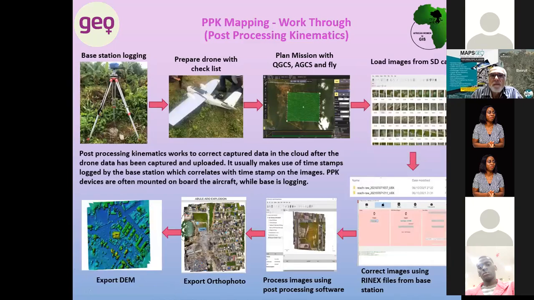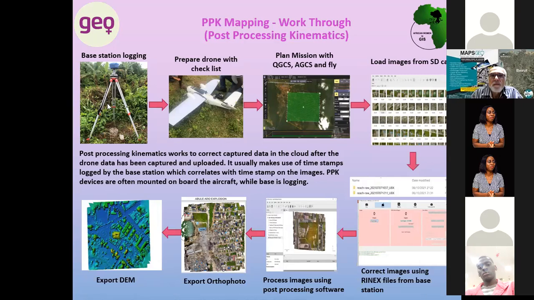The difference between real-time kinematics and post-processing kinematics is that real-time kinematics is usually carried out during the flight. There's a GPS board. The GPS is able to obtain correction data while the drone is flying, while post-processing kinematics is able to correct the data after the images have been captured. It corrects the data in the cloud using post-processing kinematics software.